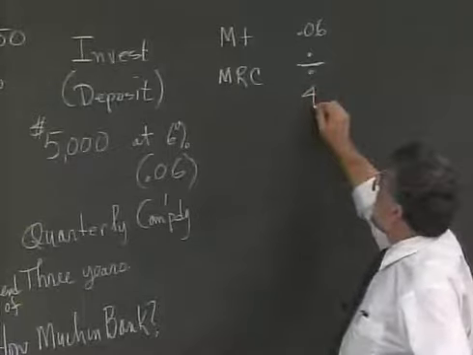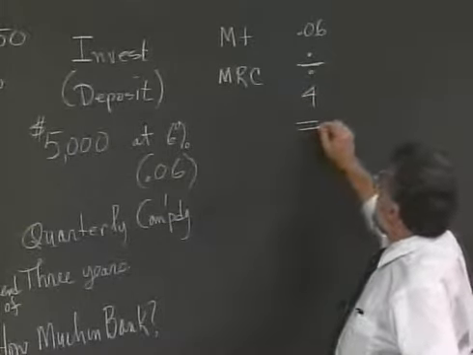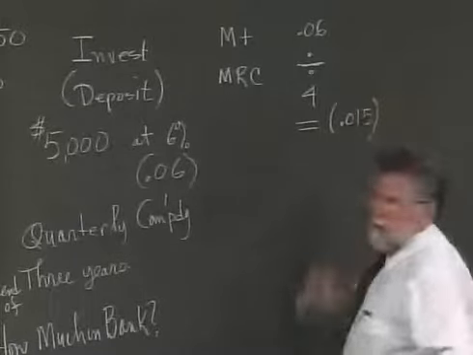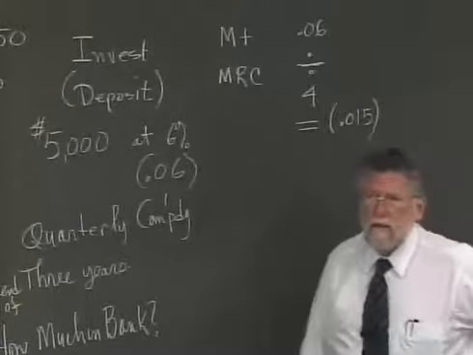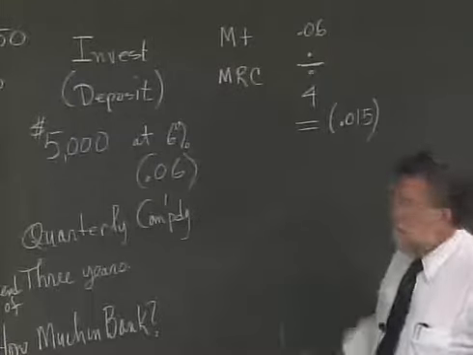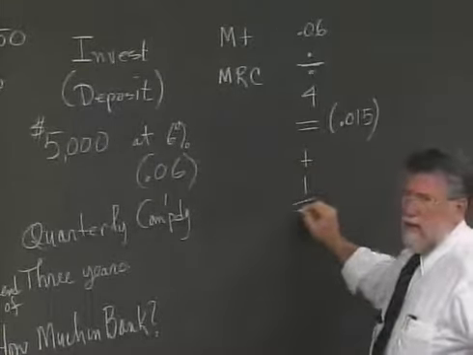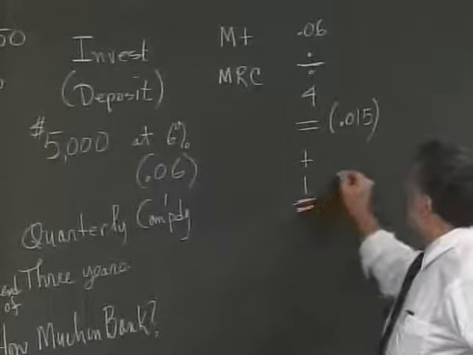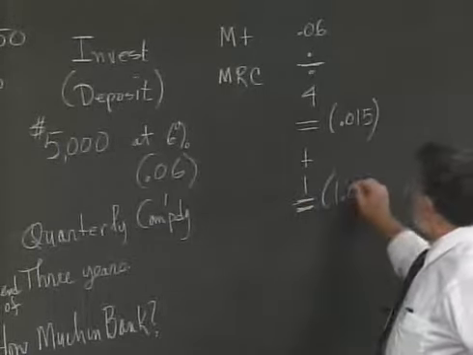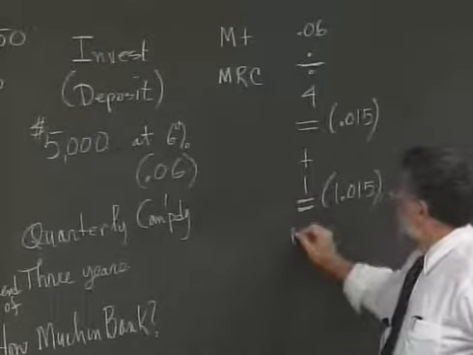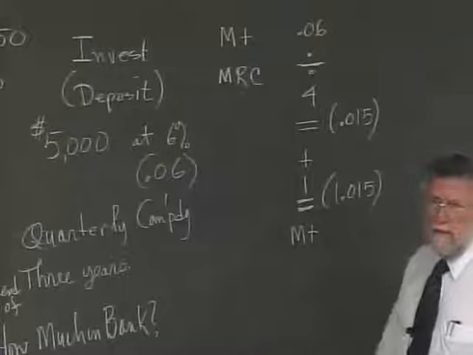Then I hit the equal key. At this point I should be reading 0.015 in the calculator. Now what do I do? Add 1 and hit the equal key. What will I read there? 1.015. Then I hit M plus. This stores it into memory.